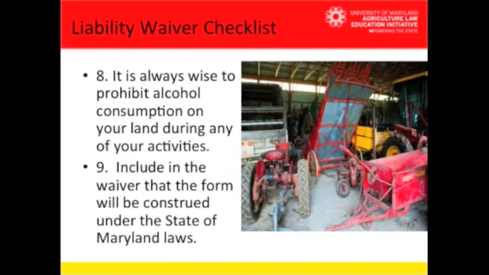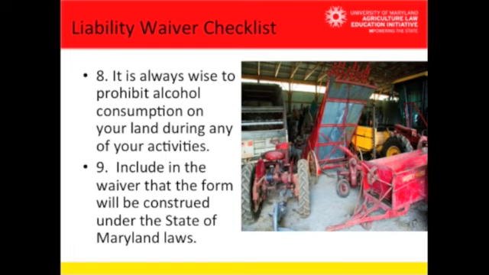It's also wise to prohibit alcohol consumption on your land during any of your activities. This is only if, obviously, you're not a vineyard or a brewery. You probably won't include this. Or if you're holding a wedding on your property, this is probably something you won't include. However, if you're allowing people to hunt on your farm, you'll probably want to include this. Or if there's children touring the farm, this might be something to include as well.